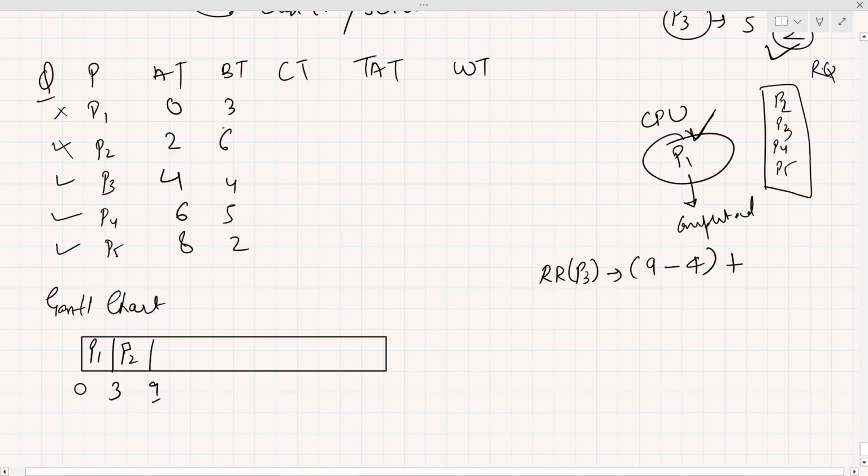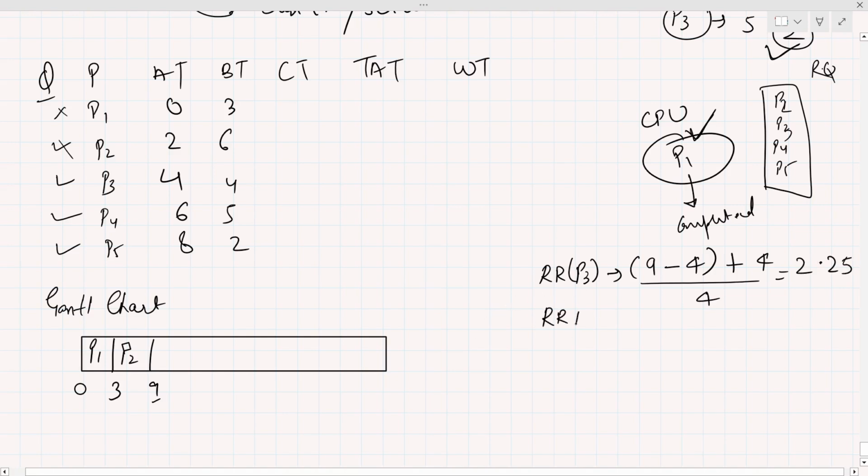What is the burst time of P3? It is 4, divided by the burst time, which is 4. So 9 minus 4 is 5. 5 plus 4 is 9. 9 divided by 4 becomes 2.25. So this is the response ratio of P3.